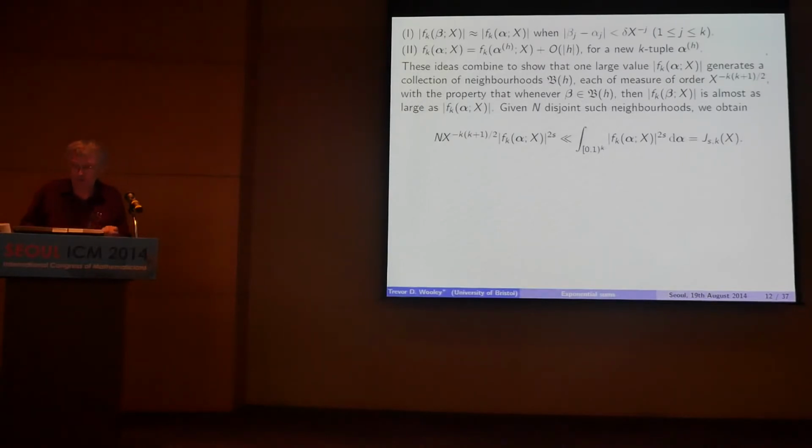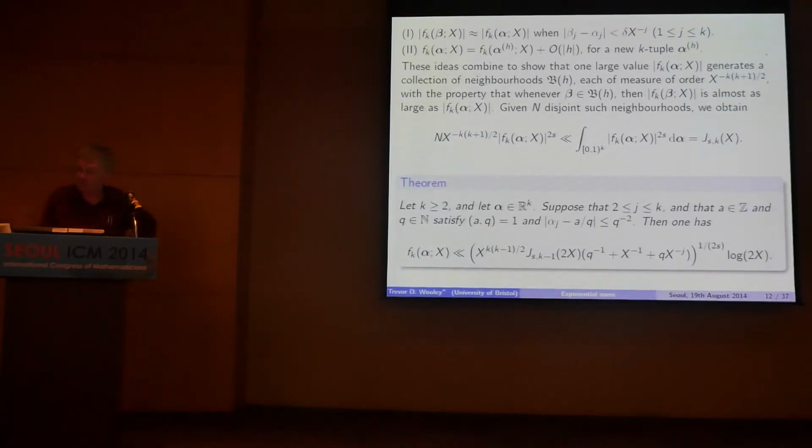k-tuple of coefficients, alpha. If I add together the contributions of all of these neighborhoods, if they're disjoint enough, let's say I have capital N disjoint neighborhoods, then if I add together all of their contributions, that's bounded above by the integral over the whole of the k-dimensional unit cube, and that's the mean value we're interested in. So indirectly, what I have is an upper bound for the exponential sum I'm interested in terms of the mean value, if I sort of unravel all of this. That's as long as I know that these neighborhoods are sufficiently disjoint.